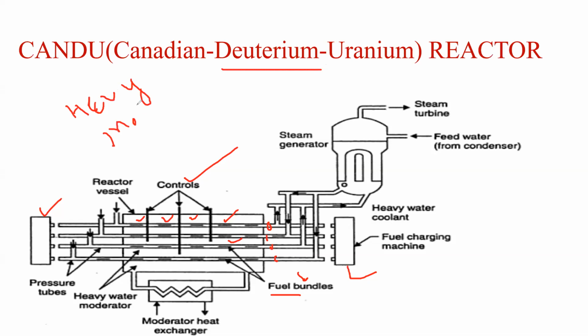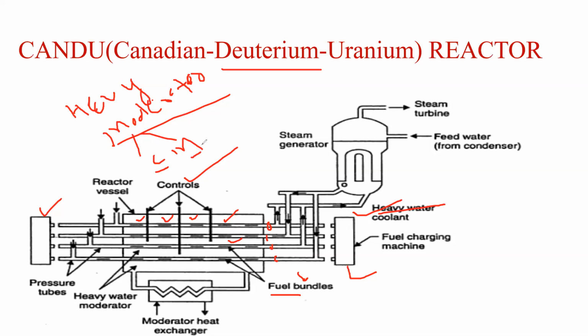I already mentioned it in the diagram, but nobody told this point, because we use heavy water moderator. So this is the biggest difference between your pressurized water reactor and this Canadian deuterium uranium reactor. Again, some students told the fuel charging machine. This is a very good point. Now here we use heavy water as a coolant, means heavy water we use as coolant plus moderator. So this is the biggest difference.